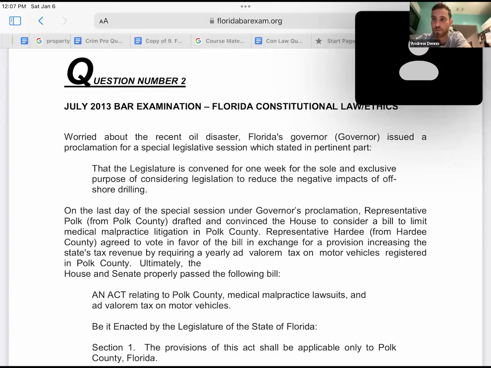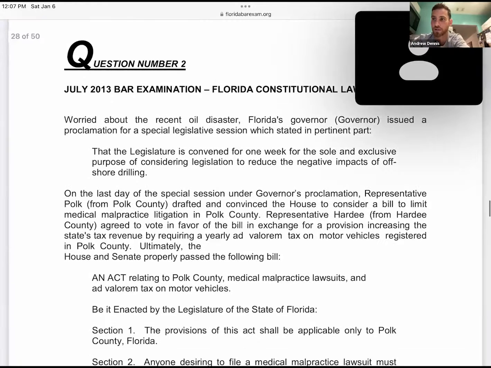So it's stated in pertinent part that the legislature is convened for 1 week for the sole and exclusive purpose of considering legislation to reduce the negative impacts of offshore drilling. All right, seems to be for a sole and exclusive reason. On the last day of the special session, under the governor's proclamation, Representative Polk from Polk County, that'd be like my name being Dade, drafted and convinced the House to consider a bill to limit medical malpractice litigation in Polk County. To limit medical malpractice litigation.